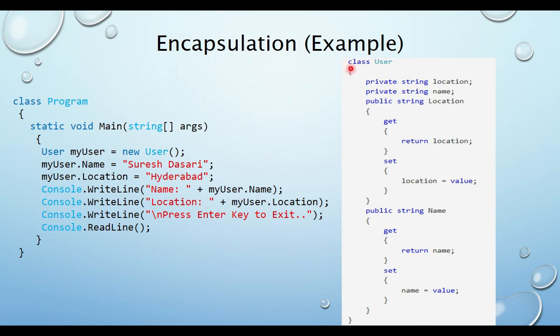So encapsulation means wrapping around all the details into one single unit, just like this one. The class User contains this definition, but after using it, it hides all that information. And what you have here is just the properties, such as the name and the location.